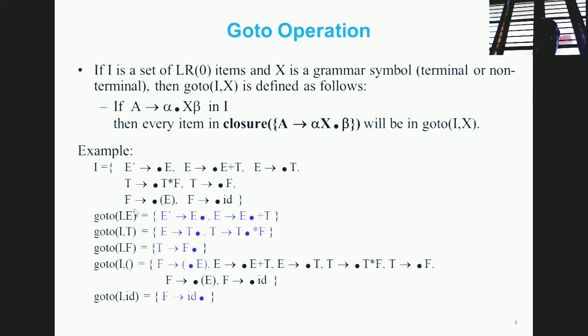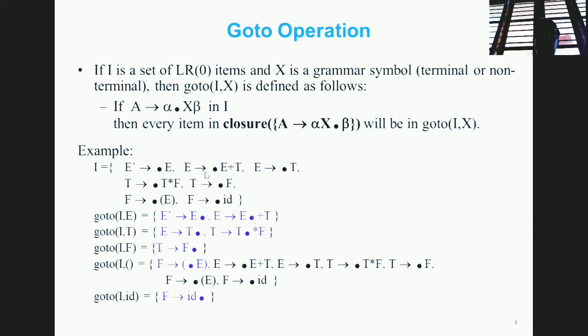is what it does: wherever you find E as an input symbol after the dot, you consider all those items. So where you have E dash tends to dot E, I'm going to move from E dash tends to dot E to E dash tends to E dot. Why am I getting this E dot? Because I've read E. That's why I'm shifting this dot to the next symbol. Any other production where you have the dot followed by E on the right hand side, you have one more production, E tends to dot E plus T. So once again, you will consider this also as goto of I comma E.